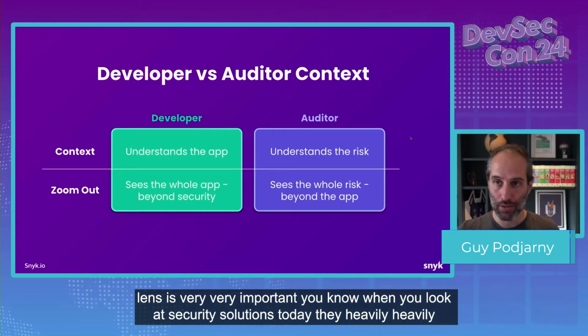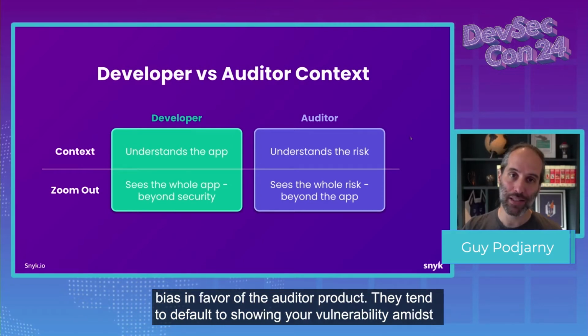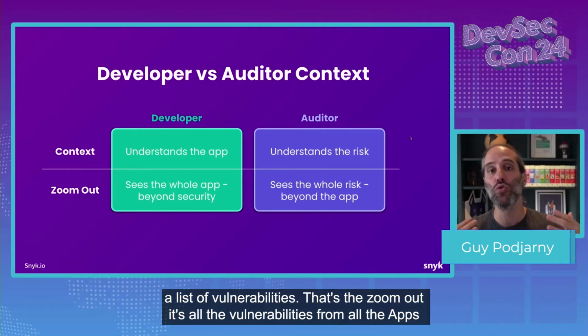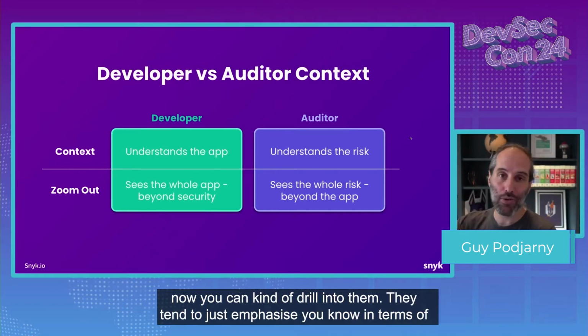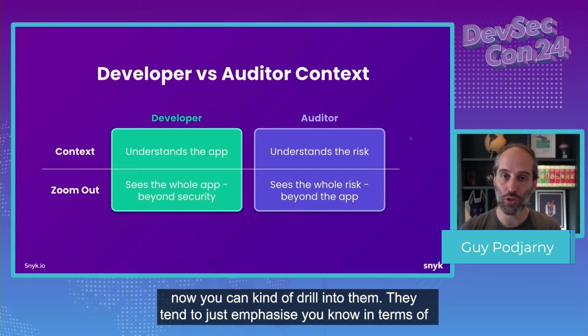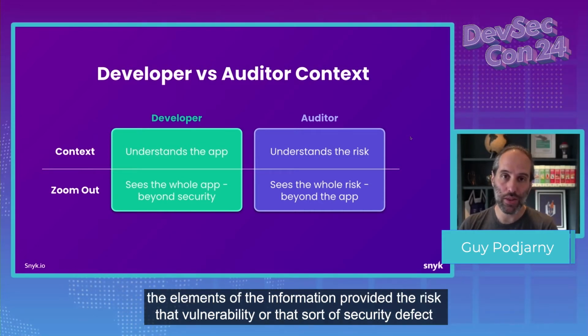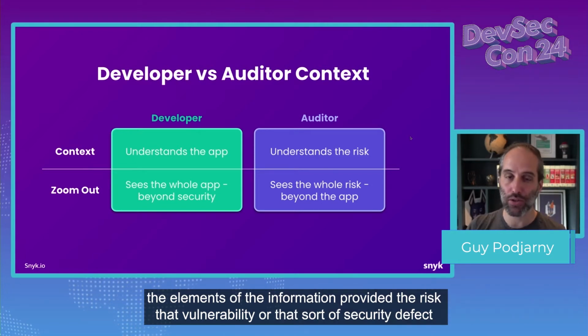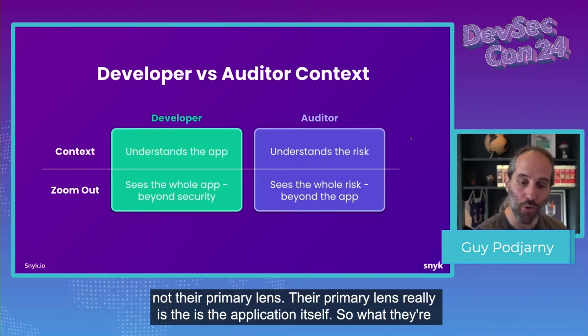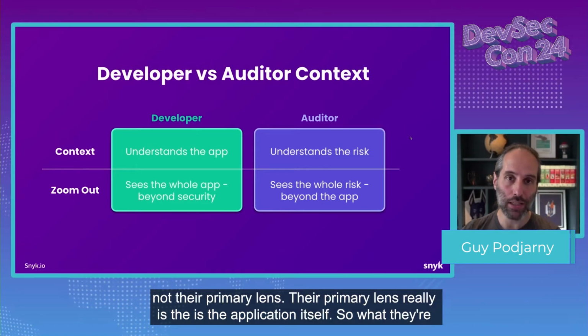When you look at security solutions today, they heavily bias in favor of the auditor product. They tend to default to showing you a vulnerability amidst a list of vulnerabilities. That's the zoom out. It's all the vulnerabilities from all the apps. Now you can kind of drill into them. They tend to just emphasize, in terms of the elements and the information provided, the risk that vulnerability or that sort of security defect represents. While for a developer, those are fine. They might cope with this, but that's not their primary lens. Their primary lens really is the application itself.